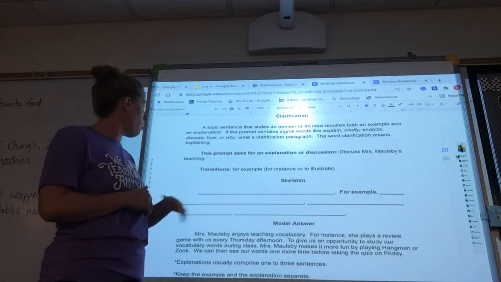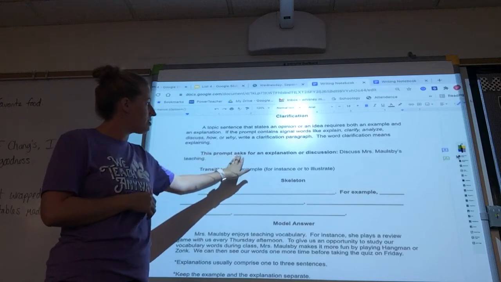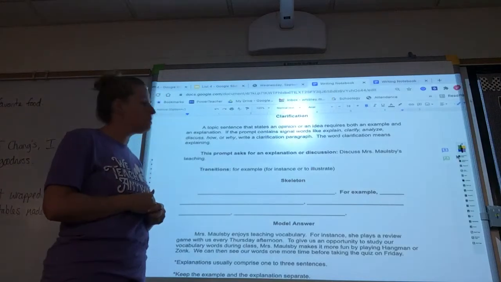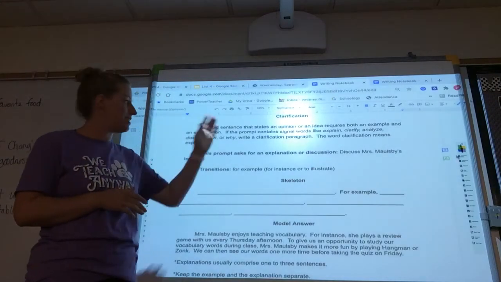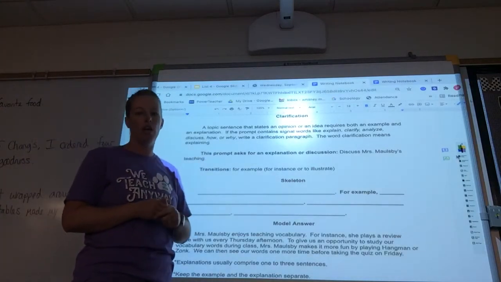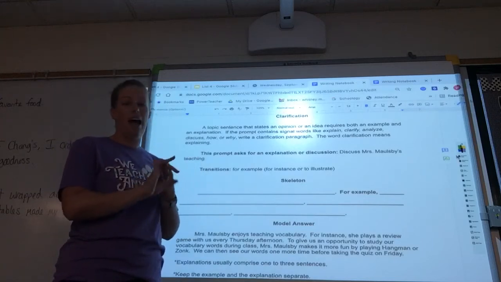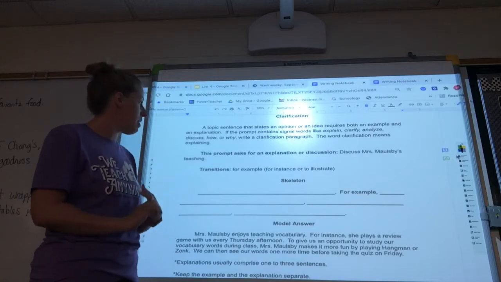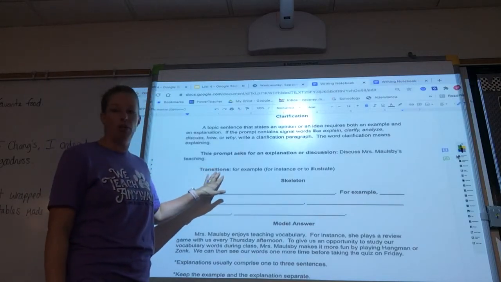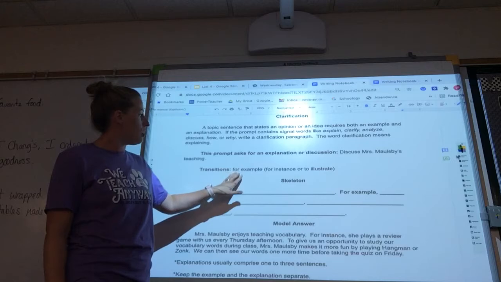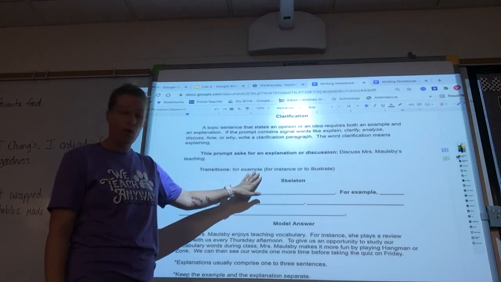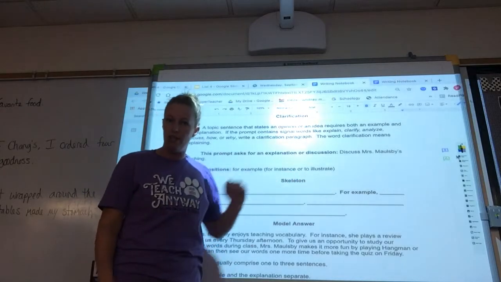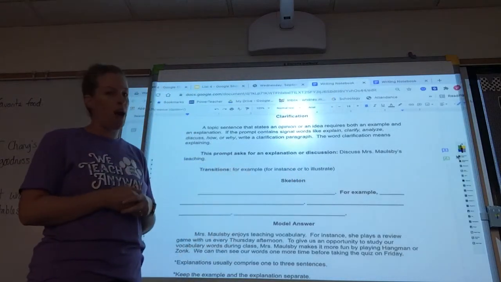Here is an example prompt. This prompt asks for an explanation or discussion. Discuss Mrs. Malsby's teaching. Okay, so it's asking us to clarify. So we're going to have to give a topic sentence, we're going to have to give our example, but then we're also going to have to give an explanation. The transitions are going to be similar to what we looked at yesterday. We're going to use for example to show an example, or you could use for instance, or to illustrate. The skeleton is right there for you.